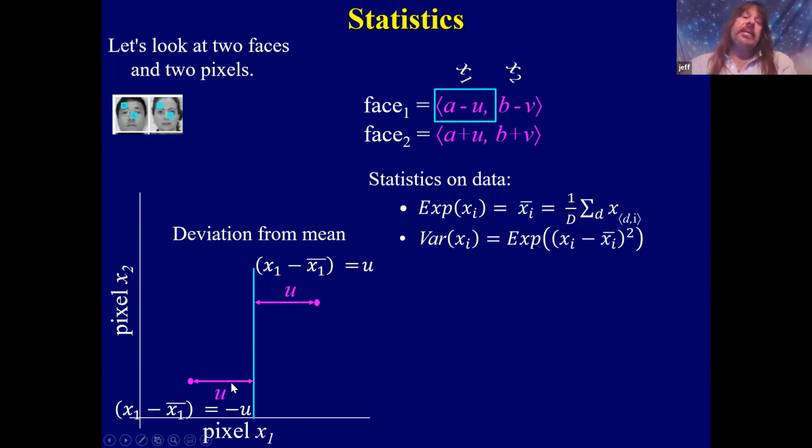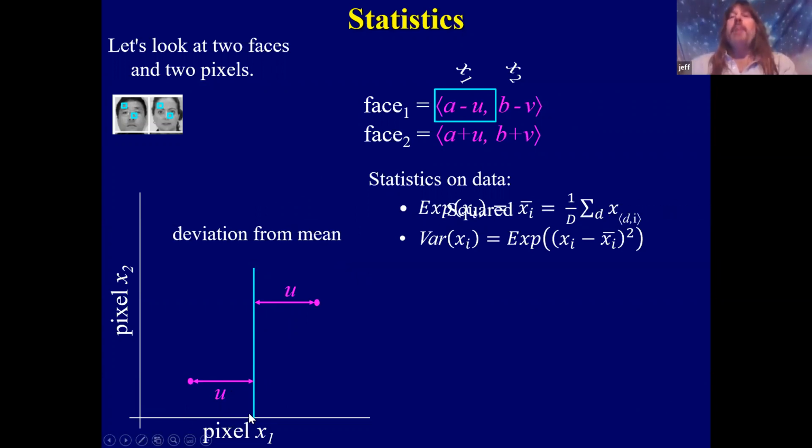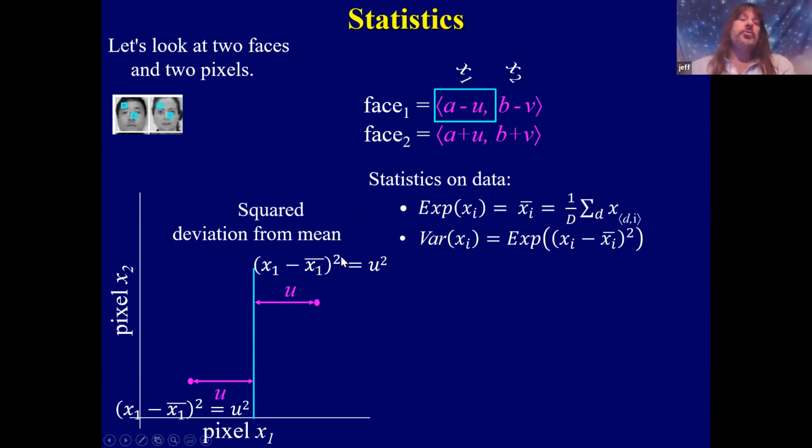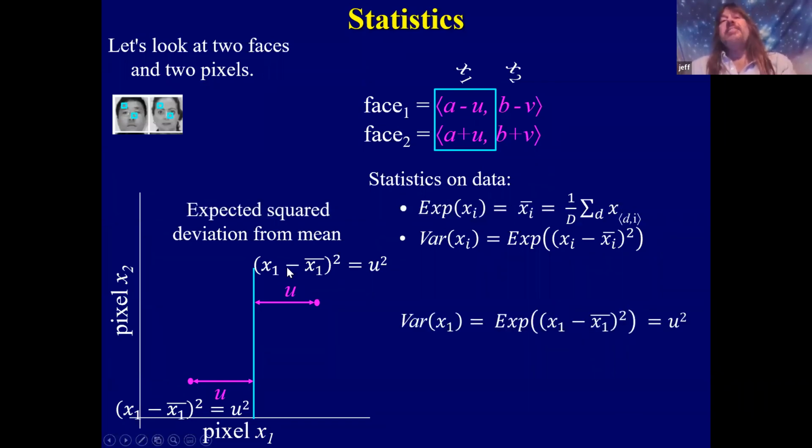How much is it deviating from the mean? Well, it's a distance U from the mean, but in the other direction, right? So it's deviating negative U from the mean. We have a deviation of U and a deviation of negative U. But what we're going to do with those values is square them. So this positive U and this negative U are both going to become U squared. And then what's the expected value of that? Well, in this case, the value is U squared in both cases. So the expected value is U squared. That's the variance, U squared.